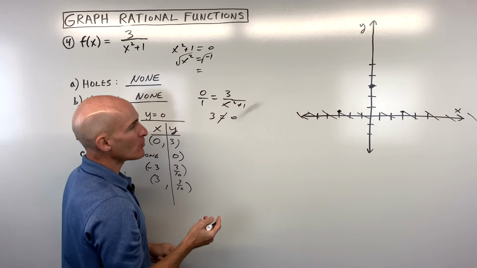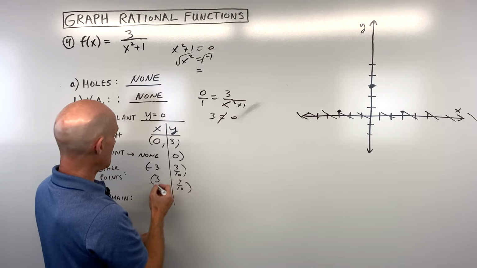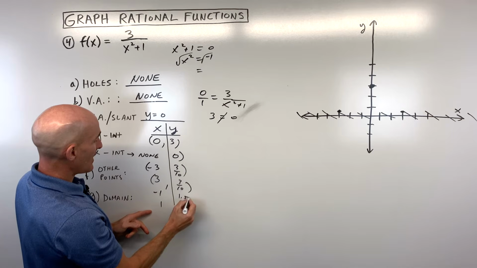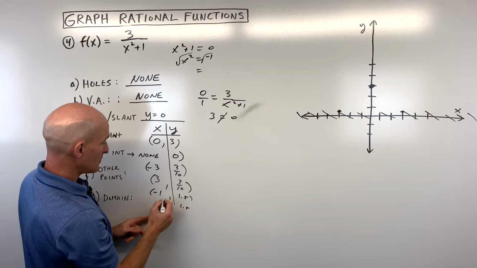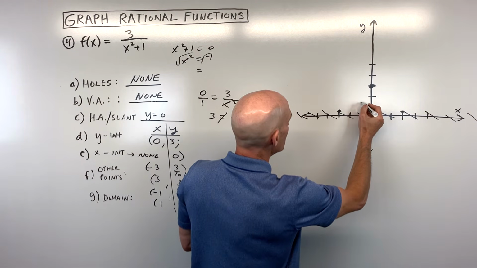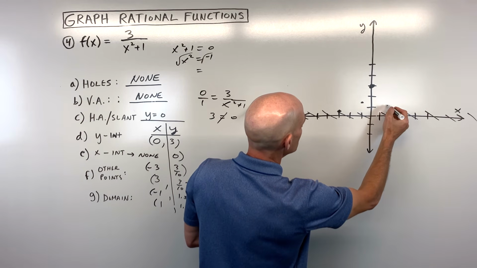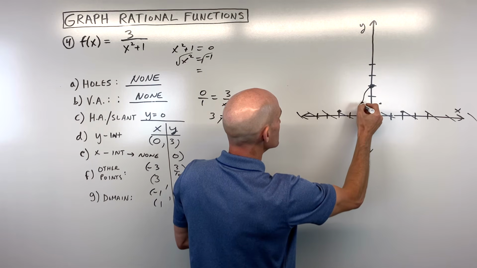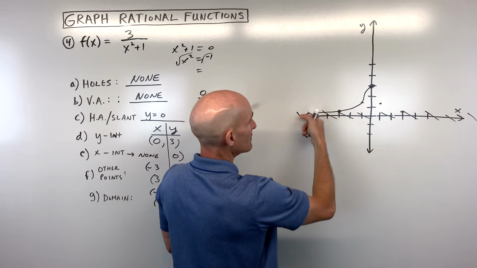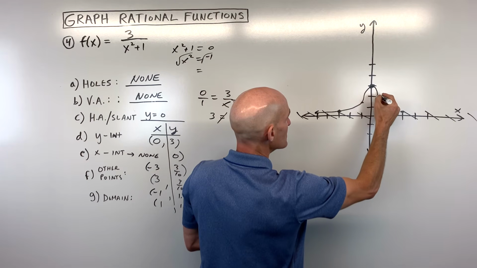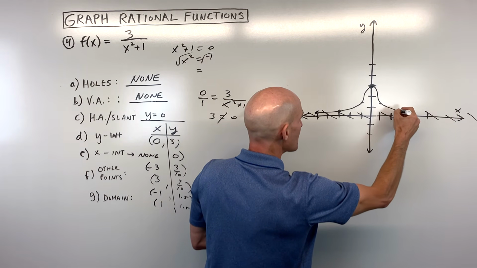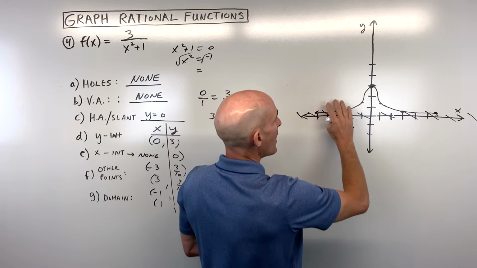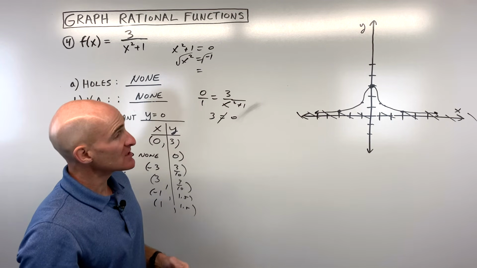I can plot some additional points as well. Maybe let's plot -1 and 1. That would give us 1.5 and 1.5. So that's going to be right about here and right about here. So you can see this graph is going like this, where it's approaching the x-axis as you go to the left, it's approaching the x-axis as you go to the right, and it's symmetric. If you fold over the y-axis, it's going to match to itself. So this is a little bit different graph.